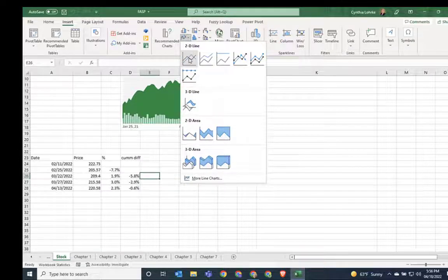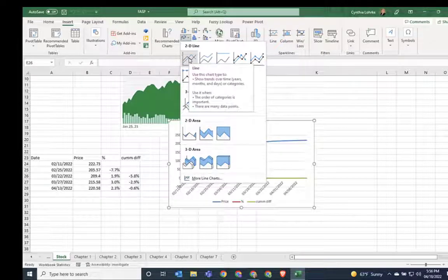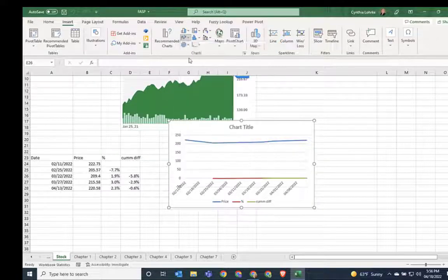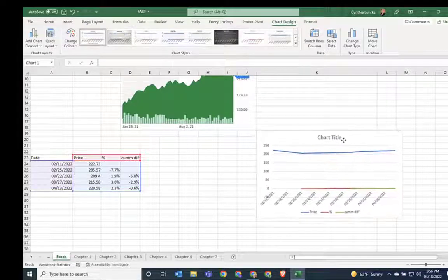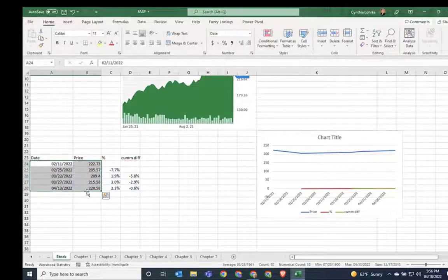And we want a 2D line. You never want to make 3D graphs. They're very difficult to see. So we're going to go ahead and pick that. We're going to move our chart over here. And then you can see it automatically picked this area. But I don't want the whole area. I just want this area right here.